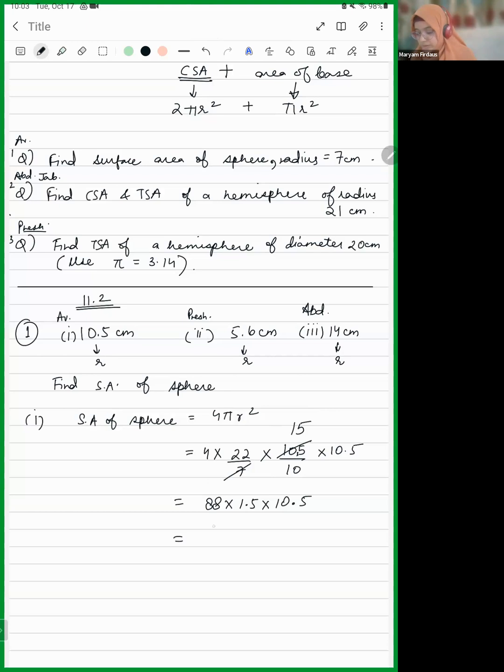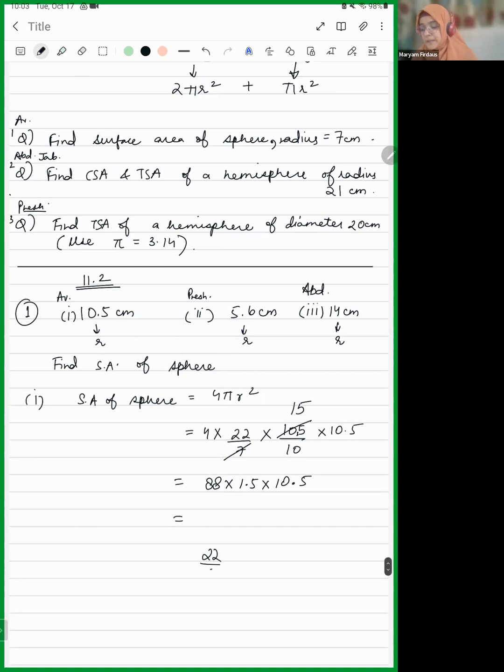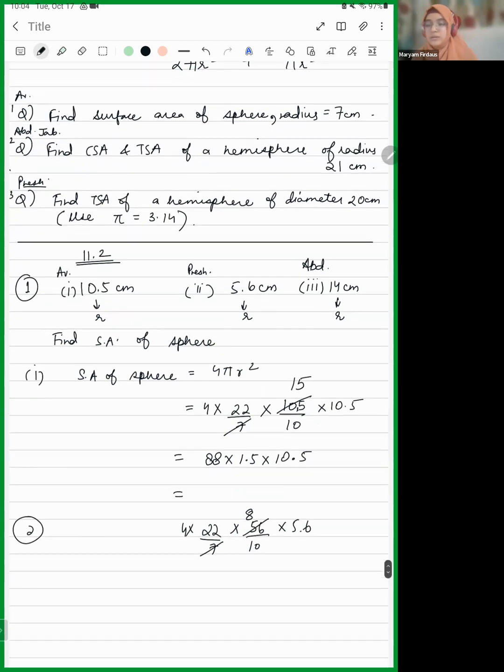Ma'am, you were saying something about using 3.14 as pi for the second one. No, use 22 by 7. Because when you use 22 by 7 and you have 4 into pi into r square, which is 5.6 into 5.6. Okay. So this 5.6 can be written as 56 by 10. So now you have 7 8s are 56. Then you will be able to solve it easily.